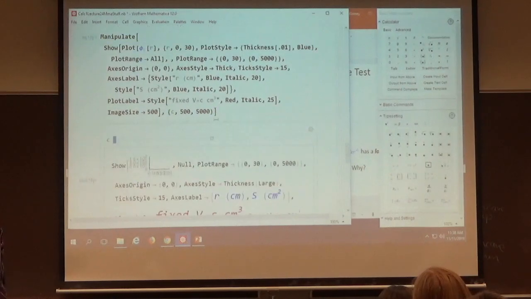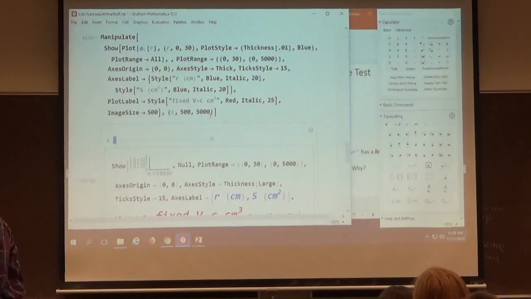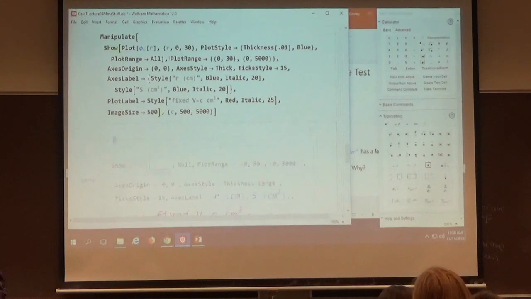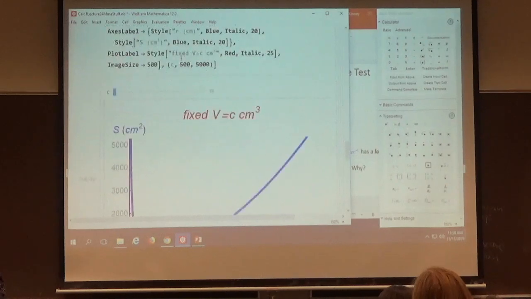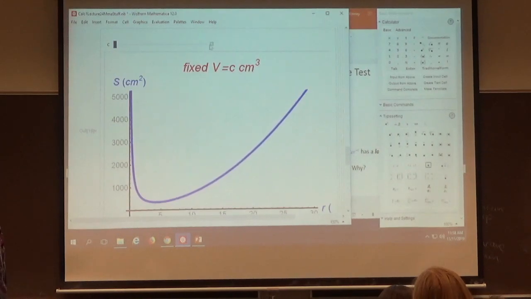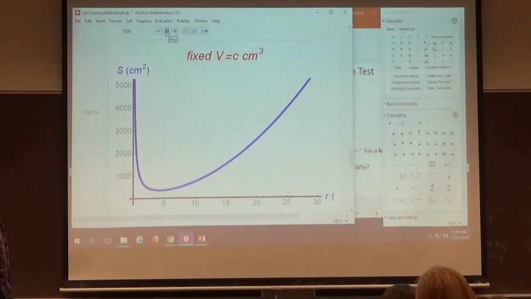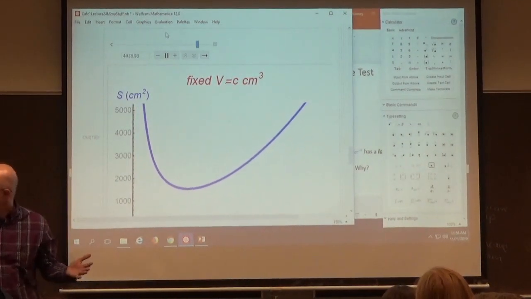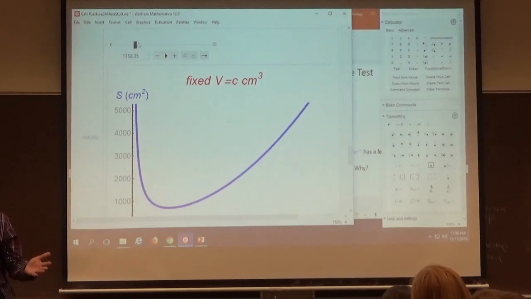No pun intended. It didn't work. Okay, so sometimes things like that don't work. What do I need to modify here? I think, oh, I got two commas next to each other. I don't want that. Now it's working. And now I can change C, and I see the graph change as C increases. Okay, and it's doing what you would expect.